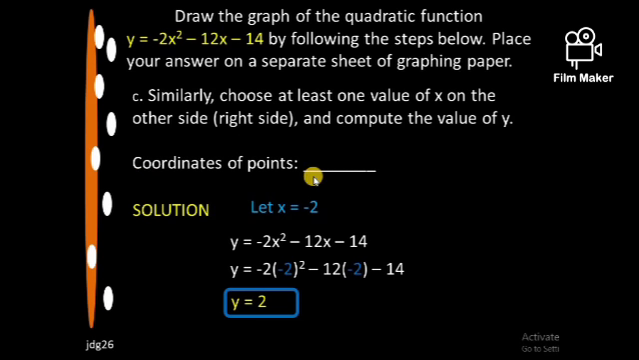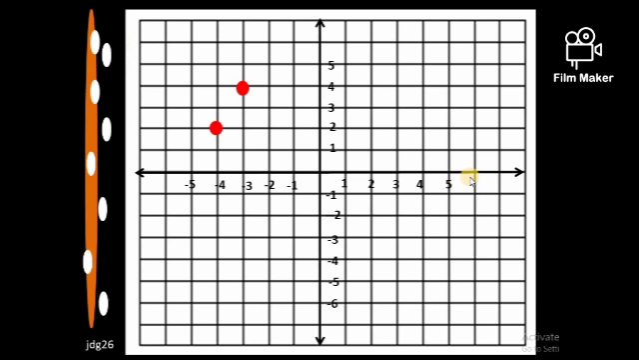And then ibigay natin ang coordinates ng points. Una ang value ng x, negative 2, followed by the value of y, which is positive 2. So we have now another point, negative 2, positive 2, and then i-plot natin sa Cartesian plane. Dagdag natin dito. Again, negative 2 and positive 2. Here is the third point.